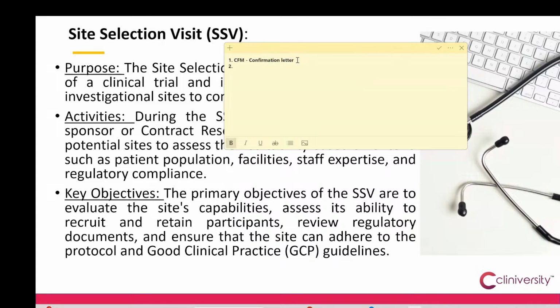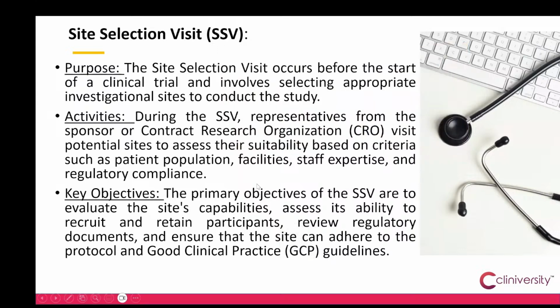So if the study site is selected, then we are going to send them a selection letter, called the site selection letter. So once the study site is selected, we will send a site selection letter. And now we will ask the study site to start the process related to ethics committee submissions, because the site is selected for the clinical trial.